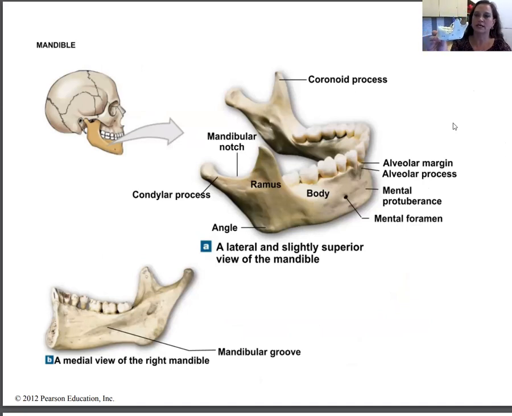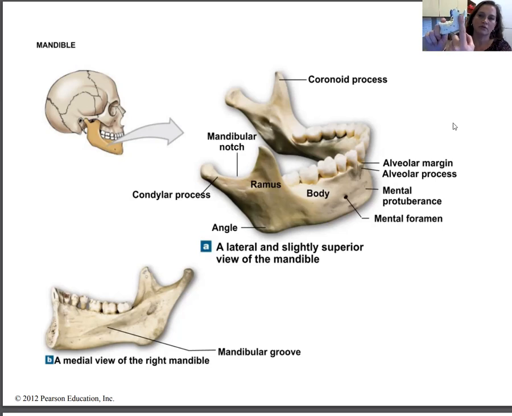So if we turn it to the side, you have this blunt end right here. This is your condylar process. And then the pointy one right here is your coronoid process. So condylar process and coronoid process. Your coronoid process is the tip, okay, or the spikier one. In between those two processes, this is your mandibular notch.